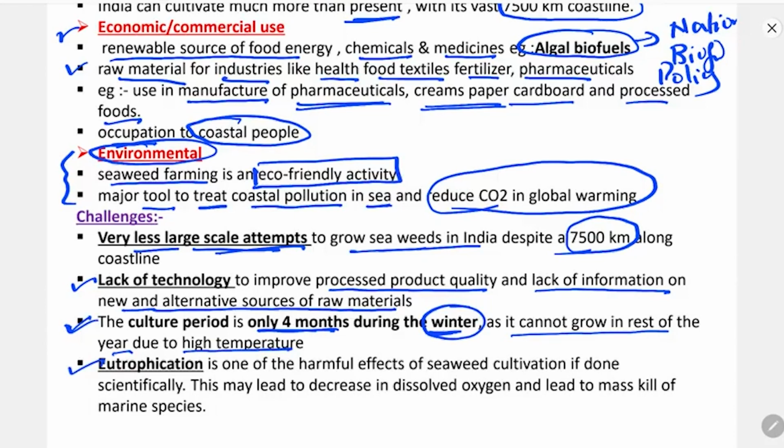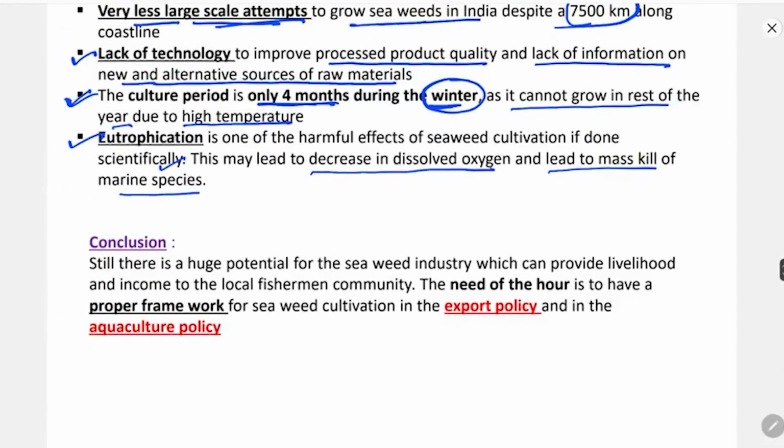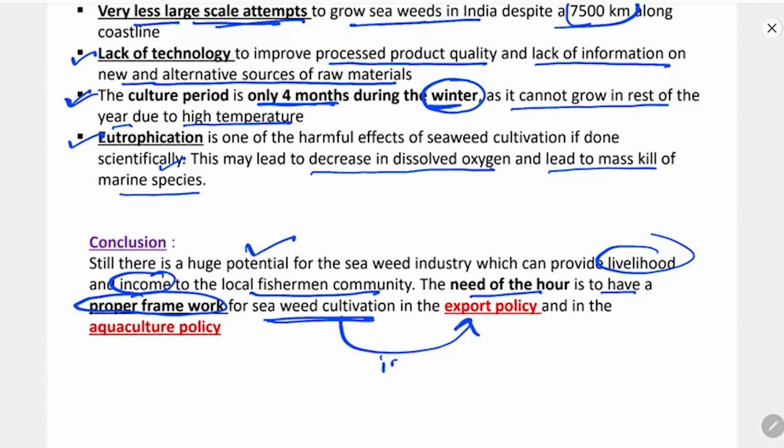Eutrophication is also a major harmful effect of seaweed cultivation if not done scientifically. It may lead to a decrease in dissolved oxygen and lead to mass kill of marine species. So these are the challenges of seaweed. Now in conclusion, you can write: since there is a huge potential which can also provide livelihood and income to the local fishermen community, the need of the hour is to have a proper framework for seaweed cultivation. It can also be integrated into our national export policy and our aquaculture policy.